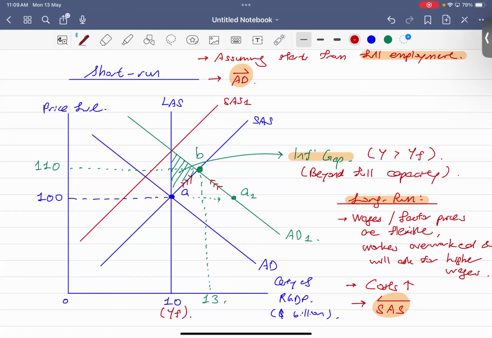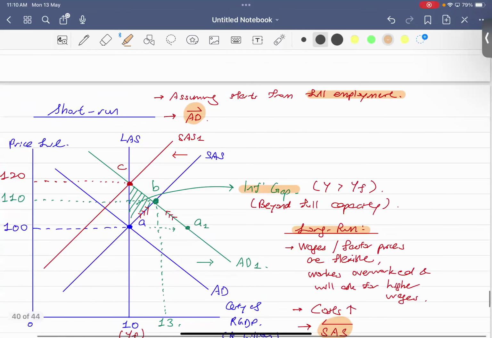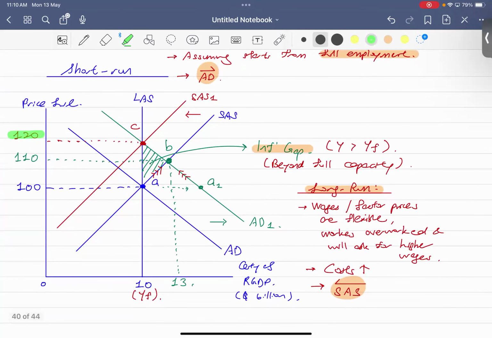Okay, so just now at first we shifted the AD curve in the short run and it resulted in an inflationary gap. So in the long run, people overwork, they will start to ask for higher wages, and that increases the cost, that will shift the SAS curve leftwards. So from point B here, move leftwards, and then the new equilibrium point is here, point C. So again, it results in a higher price level, but back to full employment.